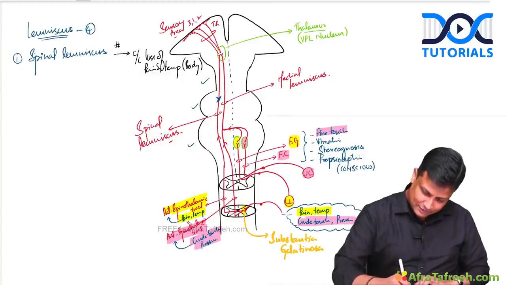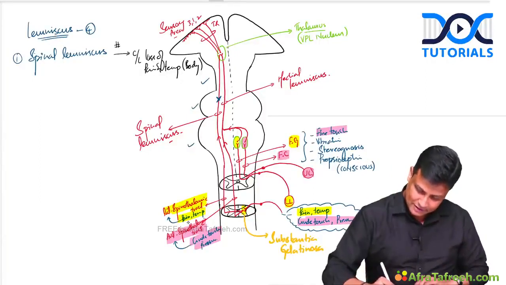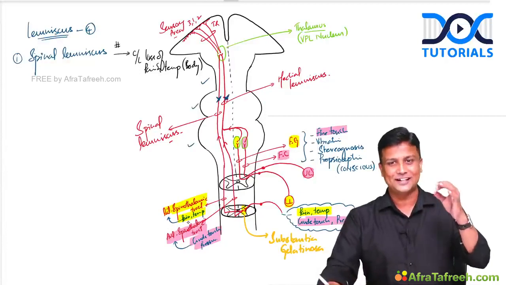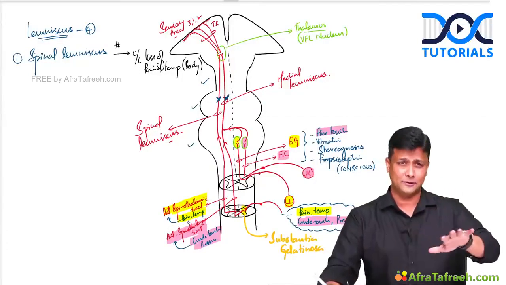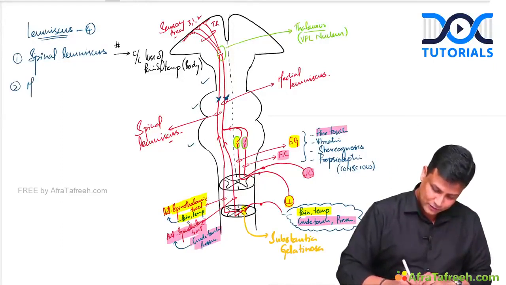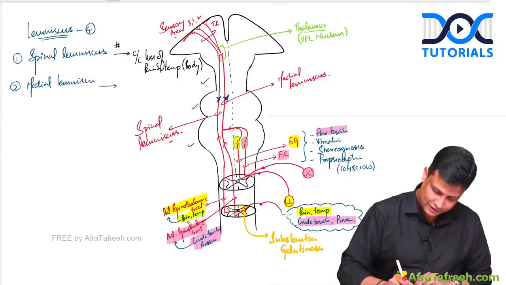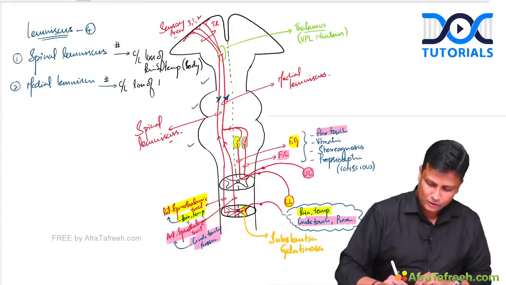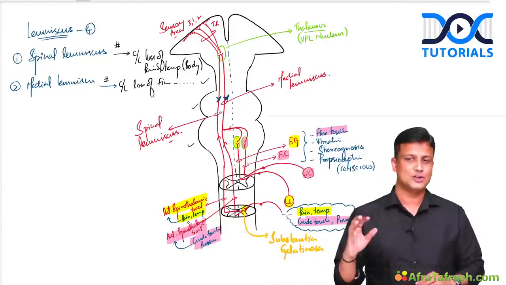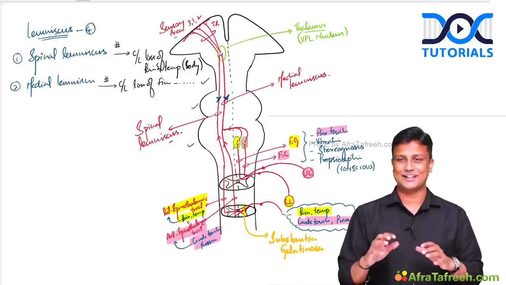Now similarly, if there is an injury to the medial lemniscus, if this medial lemniscus is gone, then what is going to happen? It is the one which carries fine touch, vibration, stereognosis, proprioception, everything. So now you tell me, number 2, medial lemniscus, if it is gone, what is going to happen? Again, there will be contralateral loss of all those things: fine touch, vibration, conscious proprioception, and all those. Lovely.